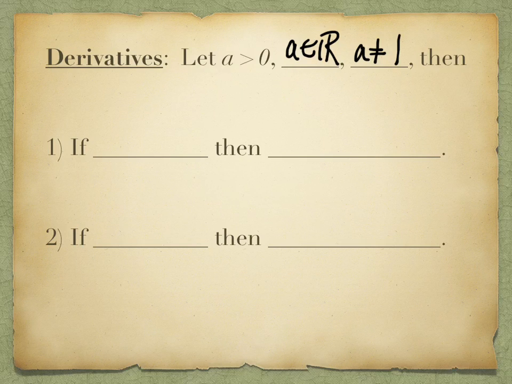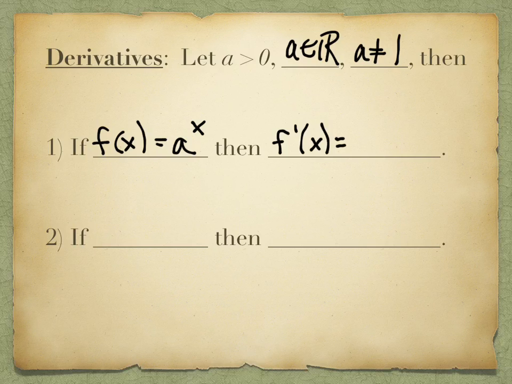If that's the case, we've got a couple of derivatives, and these are actually on your derivative sheet as well. Either now or later, you'll want to make sure that they get put in there so you'll have them for your test. If we have the function a to the x, then the derivative is a to the x ln a. So you see part of that e to the x rule, right? Derivative of e to the x is e to the x. Derivative of a to the x is a to the x, but you also get multiplied by the natural log of a.